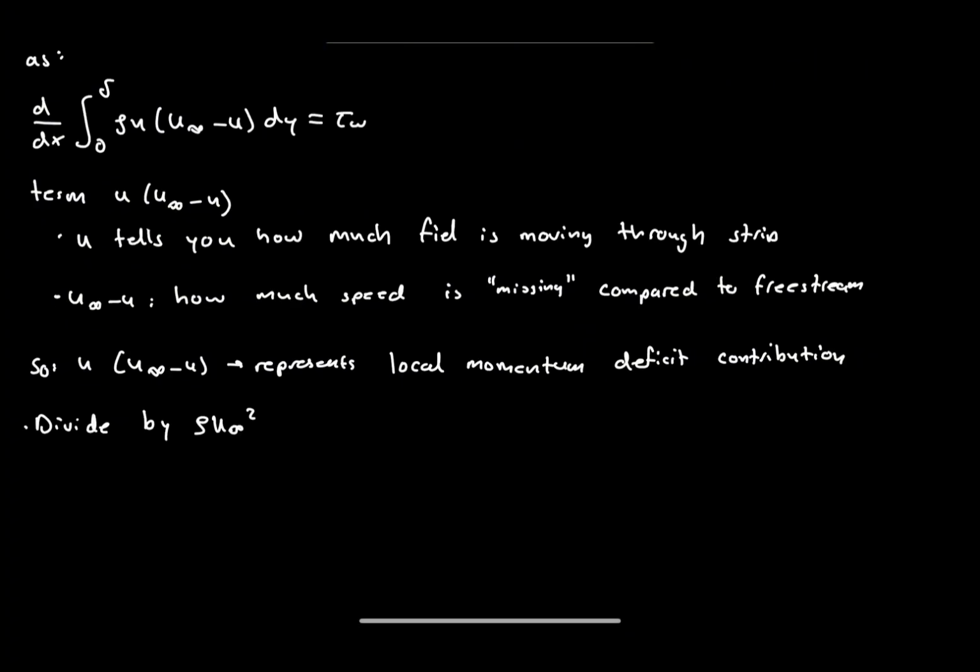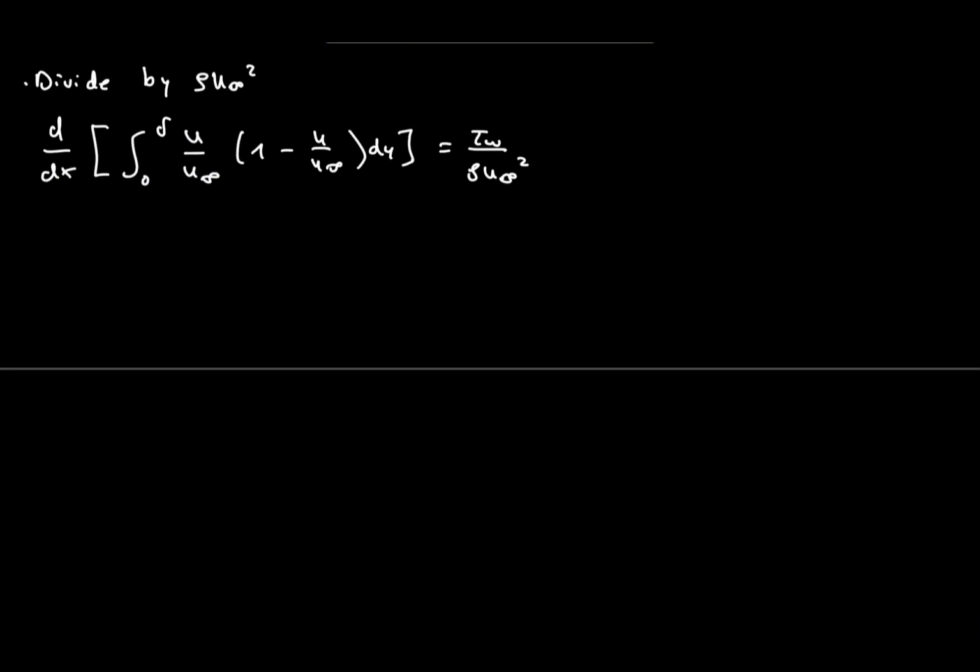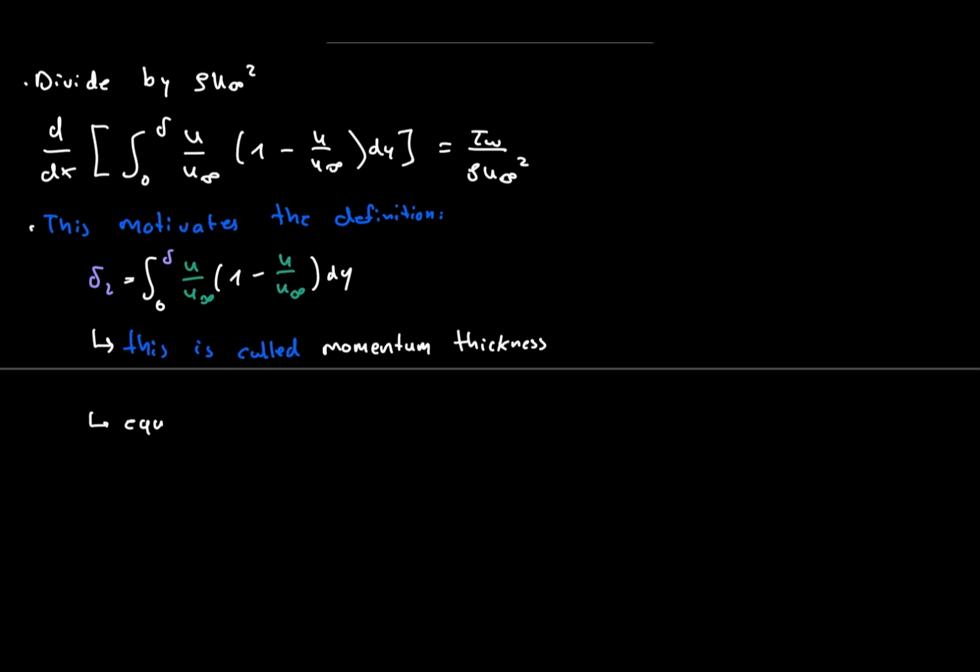Now we divide by rho u infinity squared. This motivates the definition of a new quantity, the momentum thickness. It is defined as delta 2 equals the integral from 0 to delta of u over u infinity times (1 minus u over u infinity) dy. Using this definition, the integral equation becomes d delta 2 over dx equals tau w divided by rho u infinity squared.